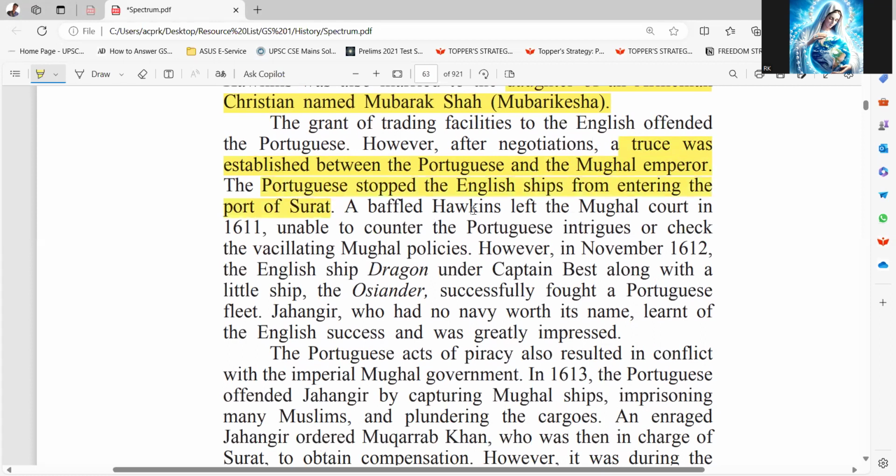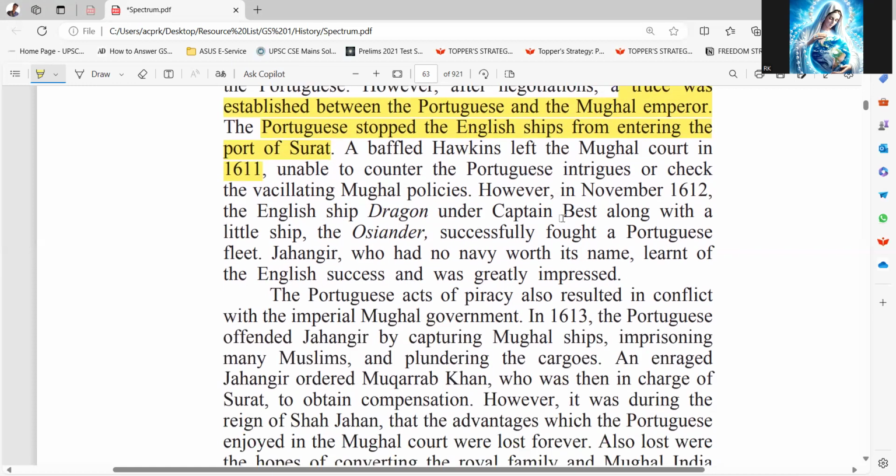A baffled Hawkins left the Mughal court in 1611, unable to counter the Portuguese intrigues or check the vacillating Mughal policies. However, in November 1612, the English ship Dragon under Captain Best, along with little ship the Oceander, successfully fought a Portuguese fleet. Jahangir, who had no navy worth its name, learned of the English success and was greatly impressed.